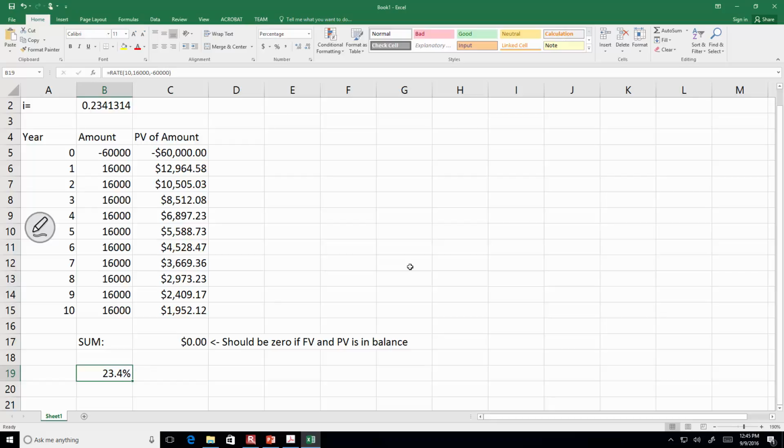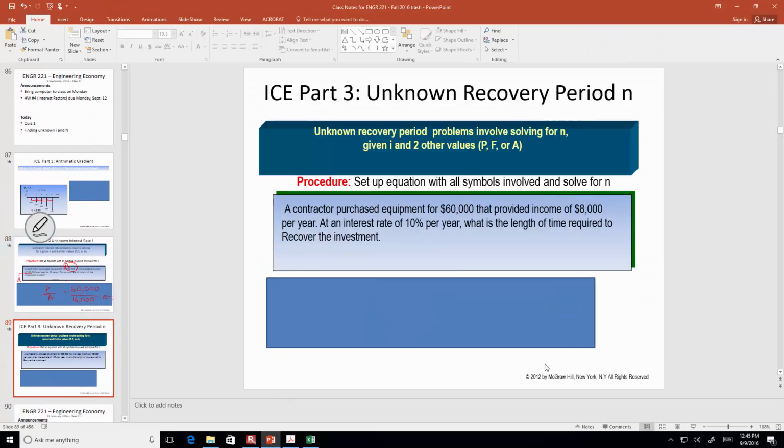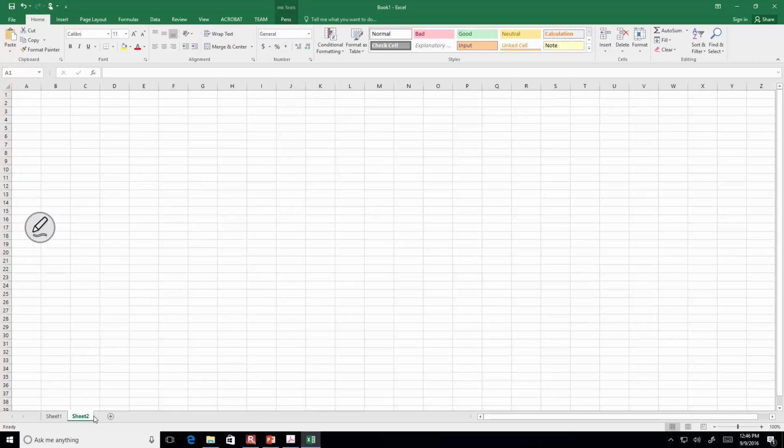All right, turn the page over, and we have the last question on the in-class exercise. It says, a contractor buys equipment for $60,000 and it provides income of $8,000 per year. At an interest rate of 10% per year, how long does it take to recover the investment? So we're asking how many years rather than what's the unknown interest rate. Let's set that one up here as a table.